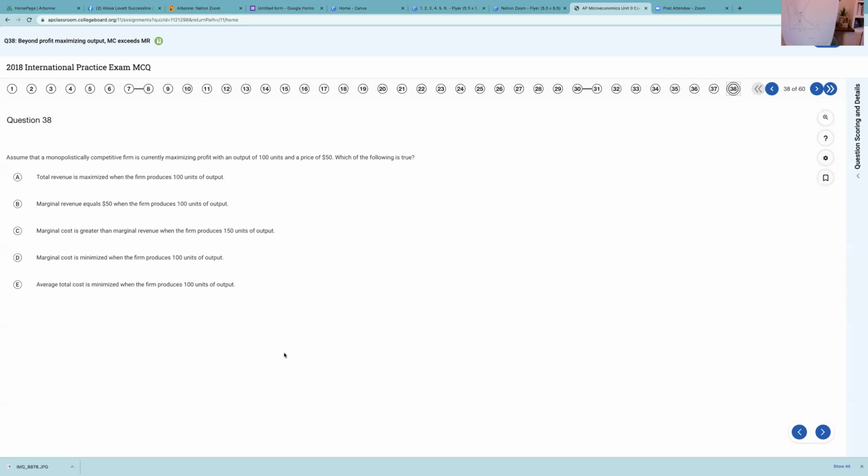Well, it says they're producing 100. Are they maximizing total revenue? No, because total revenue is at MR equals 0. Okay, so that's not where they're producing.